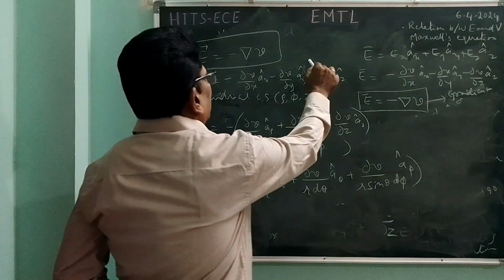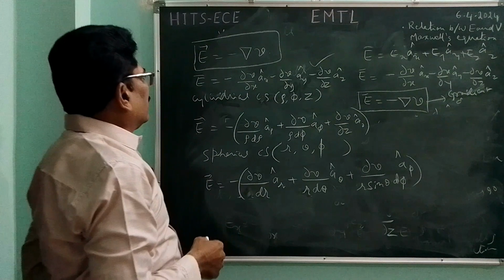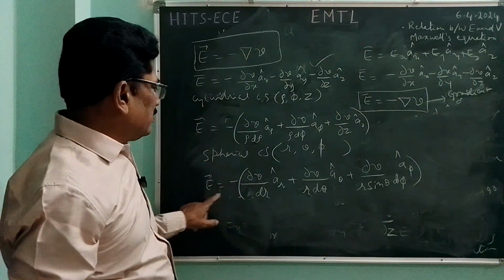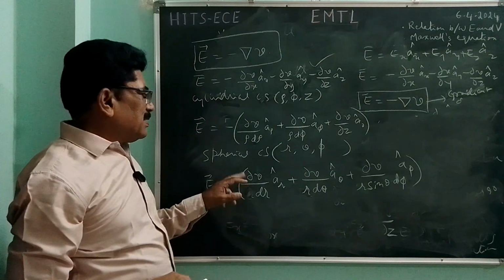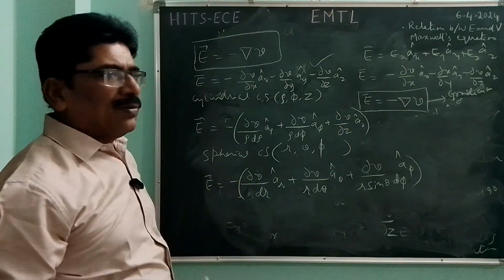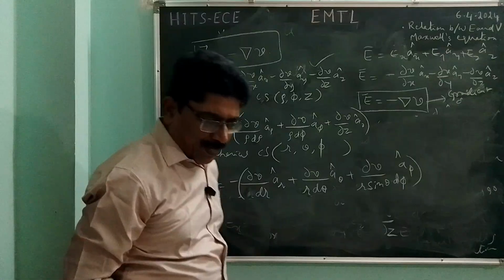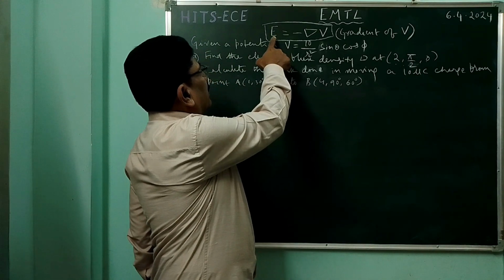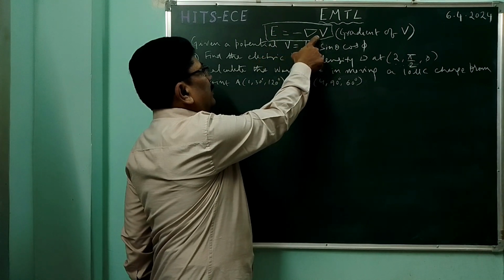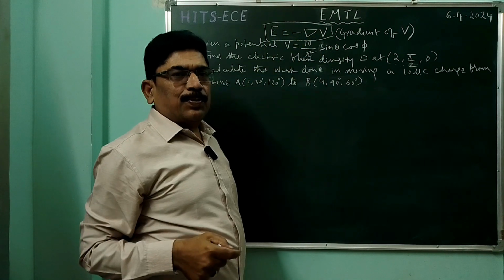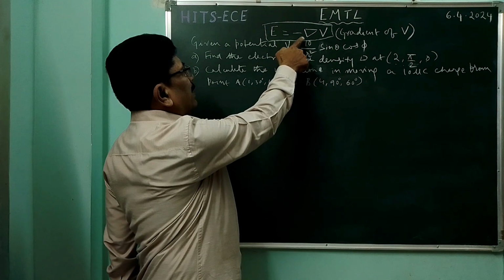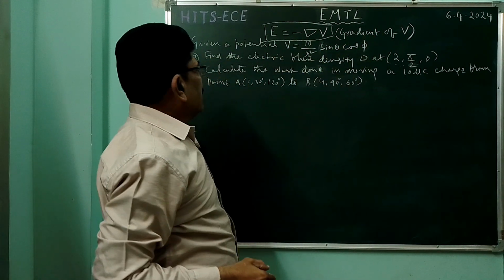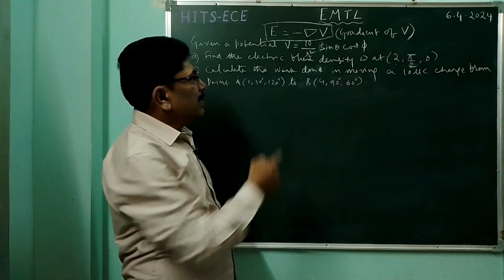This is according to the rectangular coordinate system, this one is according to the cylindrical coordinate system, and this one is used for the spherical coordinate system. We will do one numerical to understand the concept well. We have just derived the relation between electric field intensity and voltage potential, that is E is equal to minus del V, which is also called the gradient of voltage potential. We will do some numericals on this.